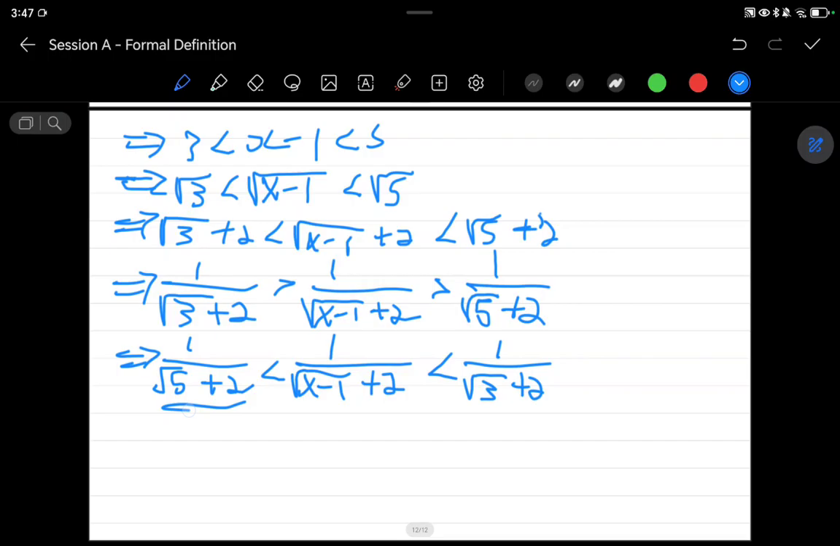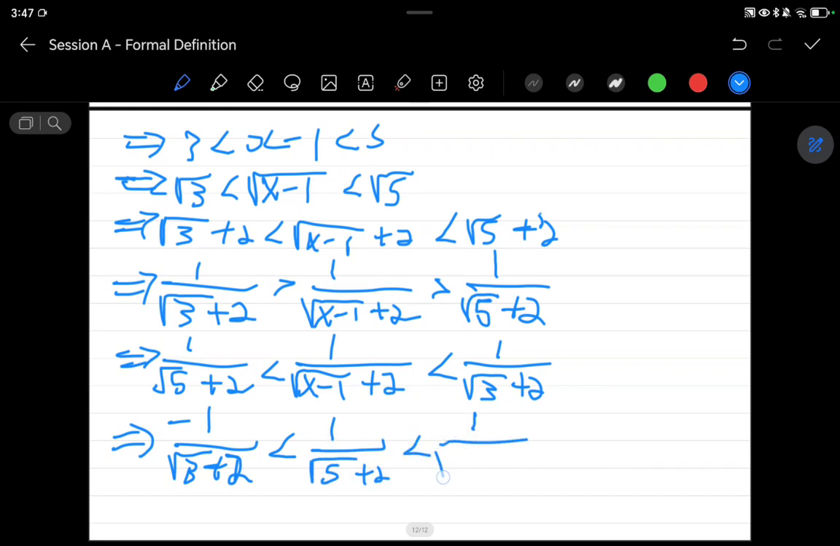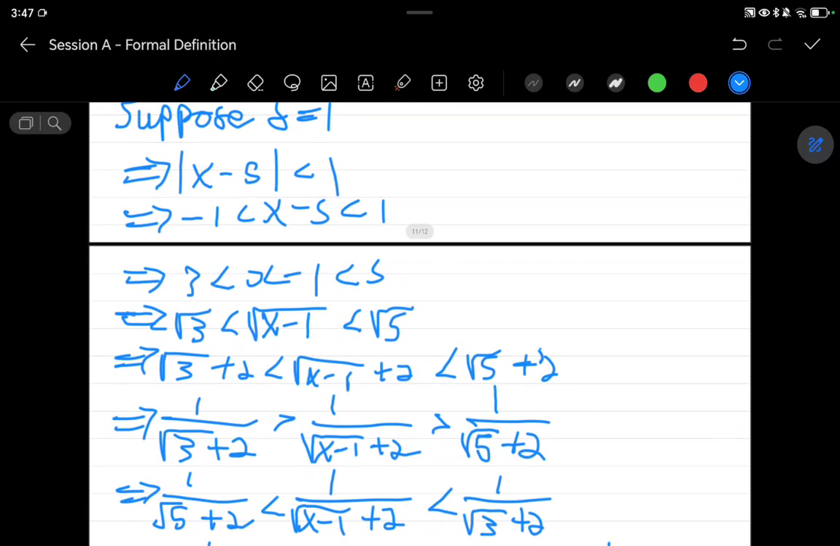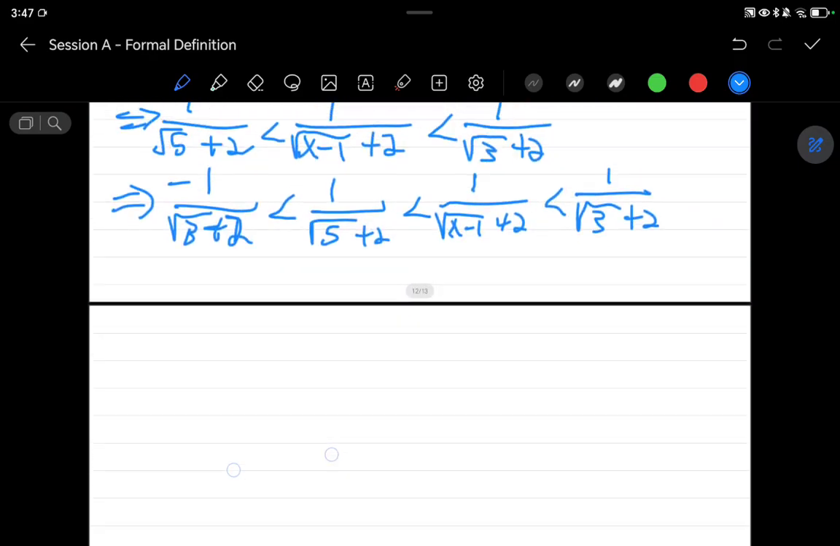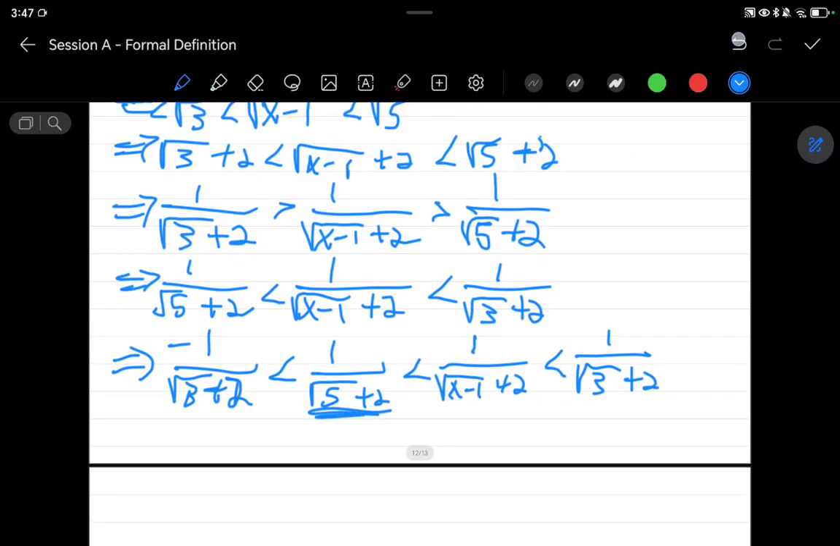So between this and this, the bigger one is this one, you see, right? So we must add it to the other side. You can confirm with a calculator. So we must add it to the other side, which is less than 1 over the root of 5 plus 2, less than 1 over the root of x minus 1 plus 2, which is less than 1 over the root of 3 plus 2. And check this. This is in between, so we can exclude it.